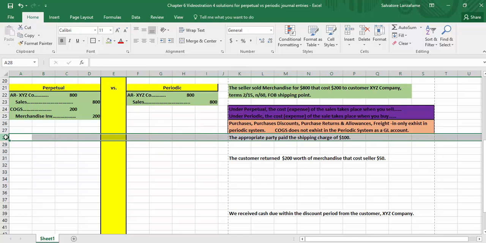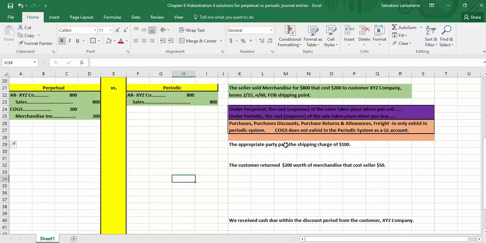Okay, let me just put in another space here. Okay, let's go ahead and do the next transaction.